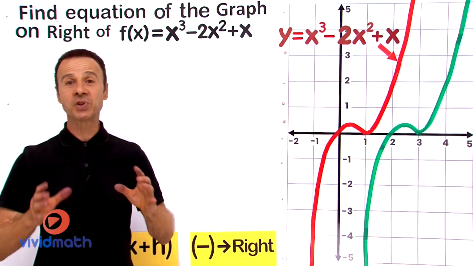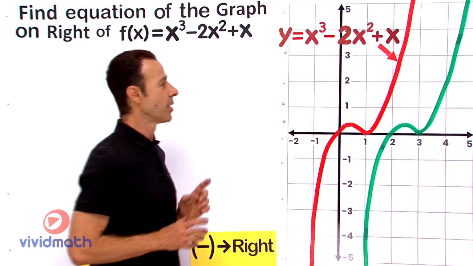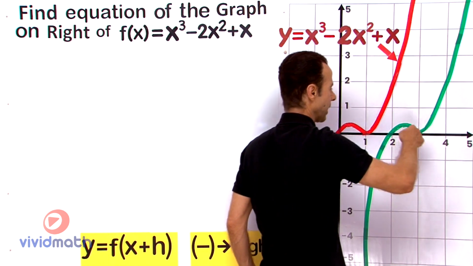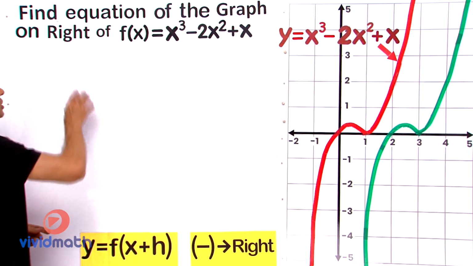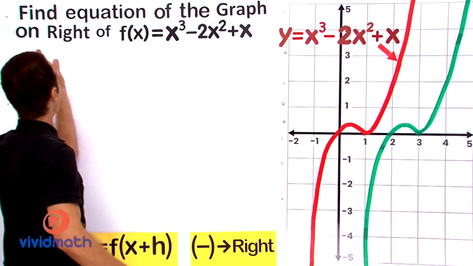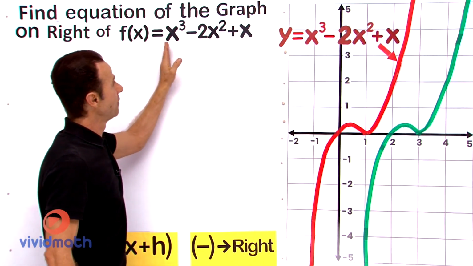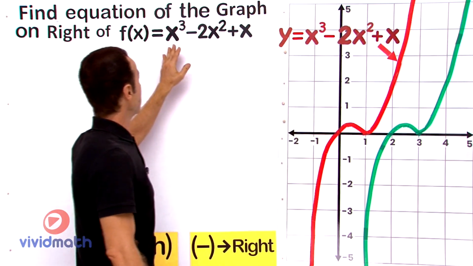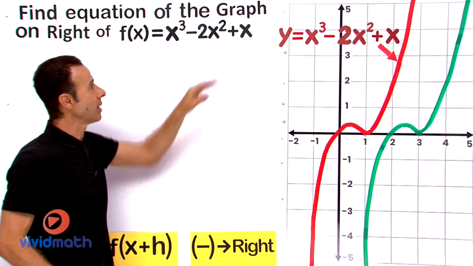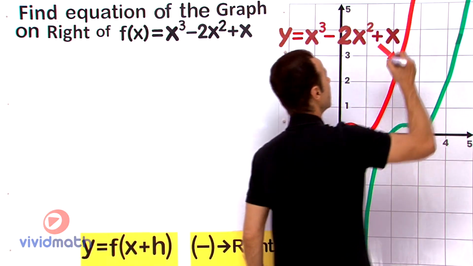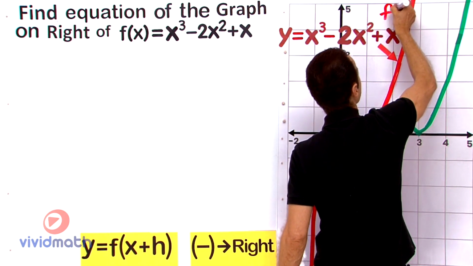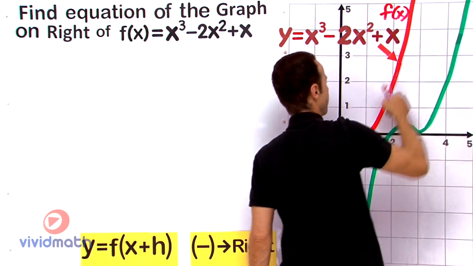Okay, in this video episode, I'm going to show you how to find the equation of this curve here in green right over there. So let me just go through the question with you. The question is, find the equation of the graph on the right of function x. Function x is this guy here. It's x cubed minus 2x squared plus x. So this is function x over here.